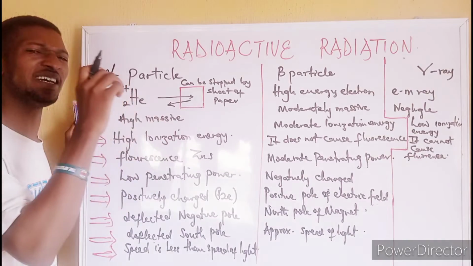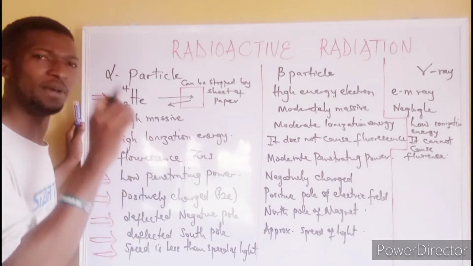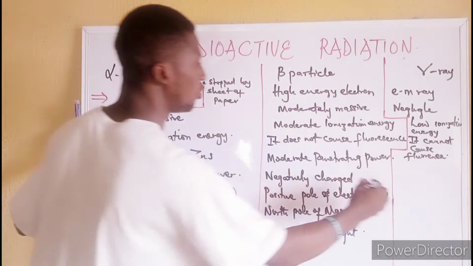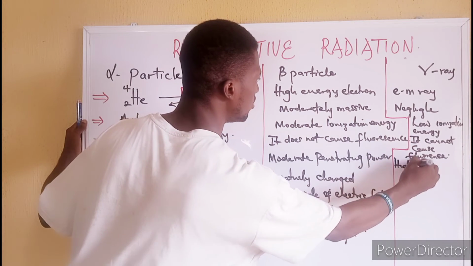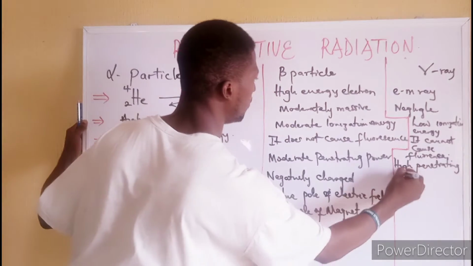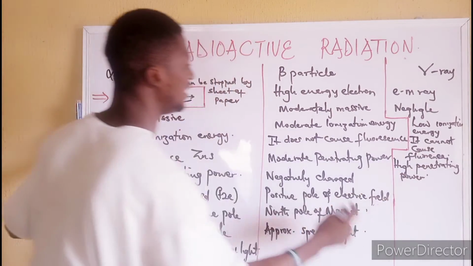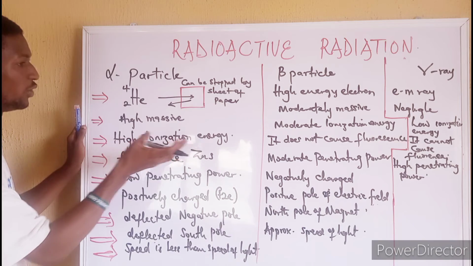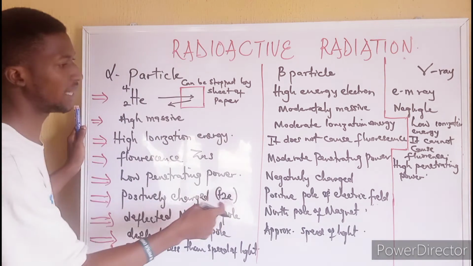Now let's move to the penetrating power. Because the mass is very minute, it can easily penetrate through the lattice of atoms. So it has high penetrating power. In fact, it has the highest penetrating power with respect to alpha particle and beta particle.